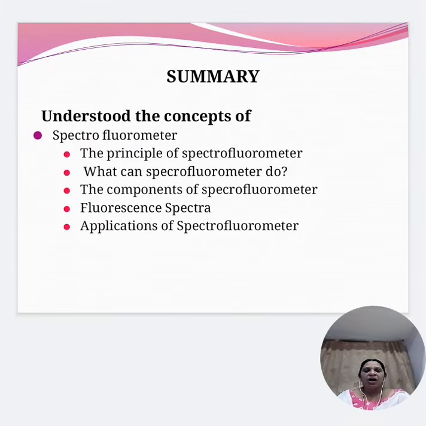So to summarize our topic of discussion, by now you might have understood what a spectrofluorometer is, what its principle is, and what it can do. A spectrofluorometer is an instrument which takes advantage of the fluorescent properties of some compounds in order to provide information regarding their concentration and chemical environment in a sample.